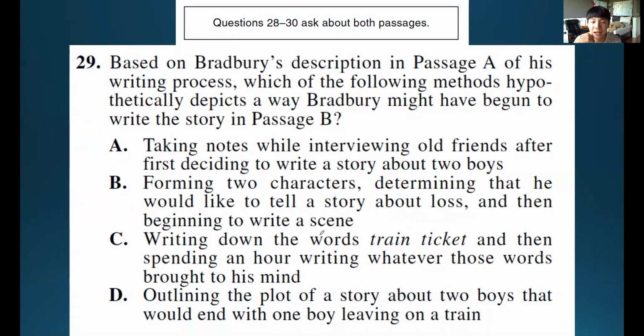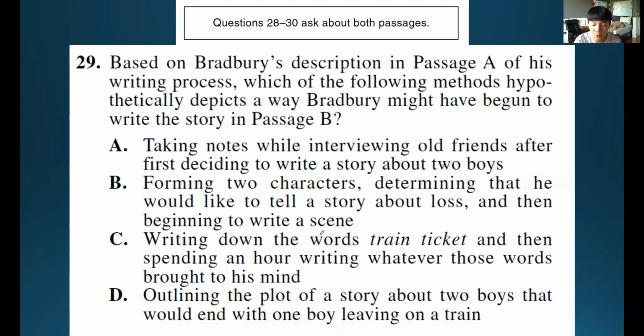How might Bradbury have begun to write the story in passage B? Well, assuming he used the same word association method he advertised in passage A to write passage B, what might he have done? That's basically what this question is saying. Well, it's pretty easy. In the word association method, he wrote down something that came across his mind, and he associated a lot of words with it and wrote down all those words that he associated.